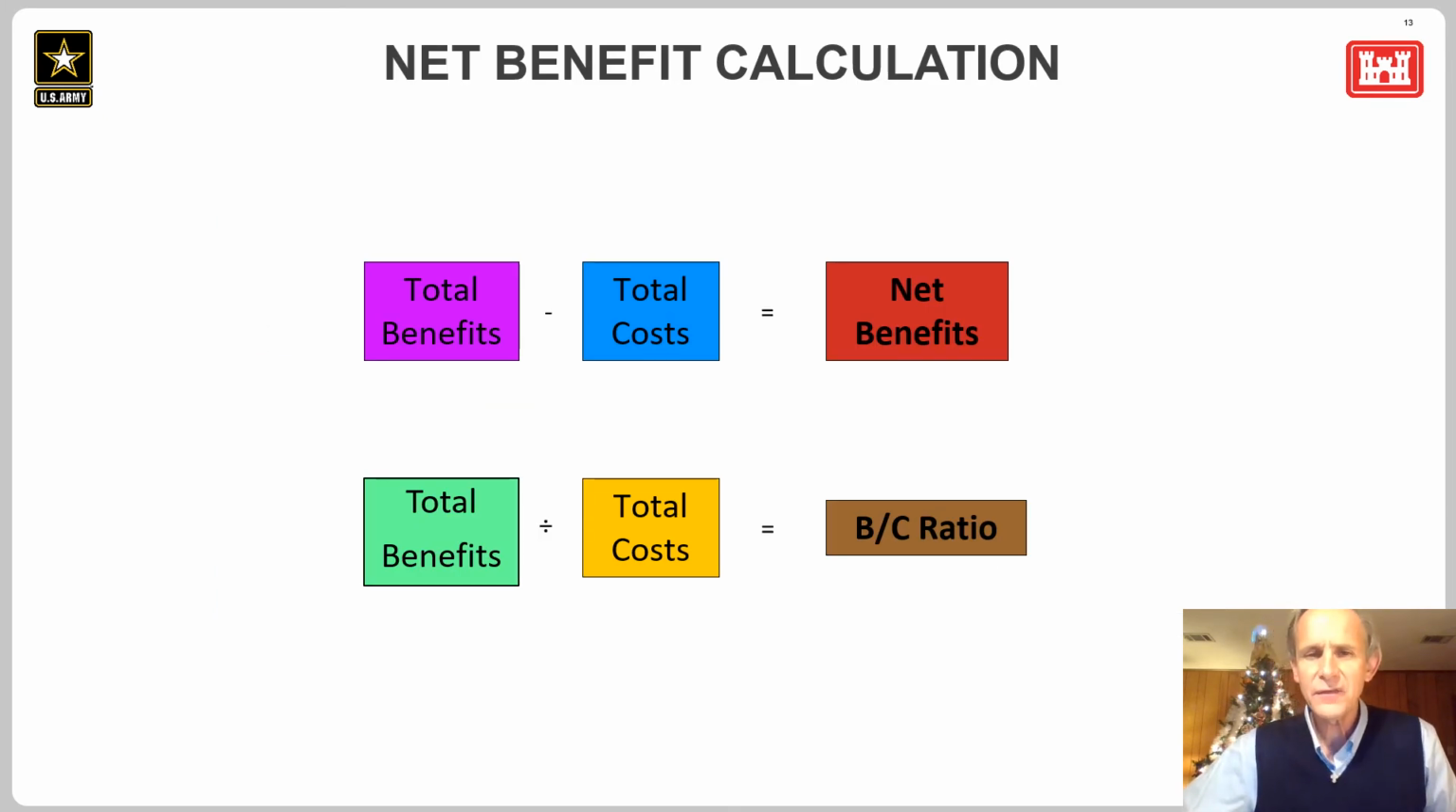So the total benefits minus the total cost give you your net benefits. If your benefits are greater than the cost, then your net benefits are positive. Now, what we usually talk about is a BC ratio. The total benefits divided by the total cost is the benefit to cost ratio. And if the benefits exceed the cost, say it's 2 to 1, then you've got a BC of 1 or greater, and that means that it is economically justified.